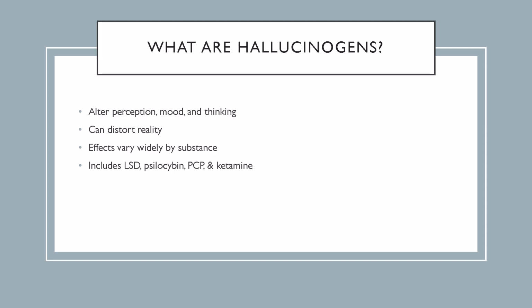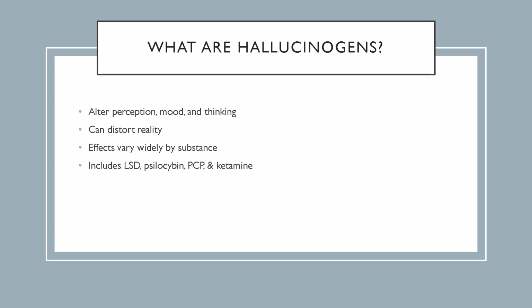Hallucinogens are a category of substances that primarily affect perception, mood, and thinking. Unlike the depressants, which are slowing things down, or the stimulants, which are speeding things up, hallucinogens just change how a person experiences reality altogether. That includes visual distortions, an altered sense of time, emotional intensity, and also changes in how thoughts are processed. It's important to understand that hallucinogen is just a broad category.